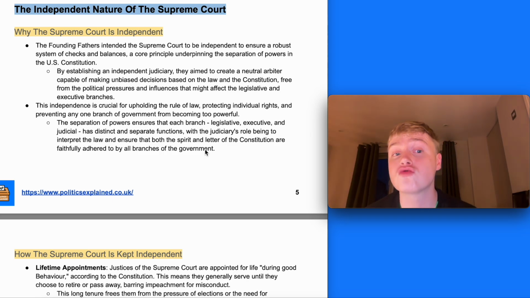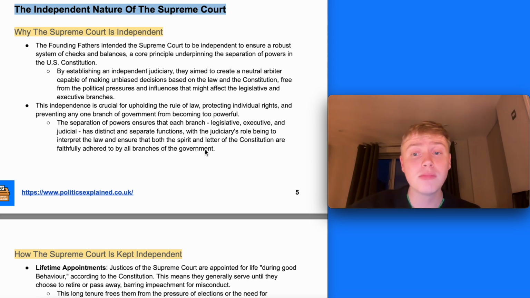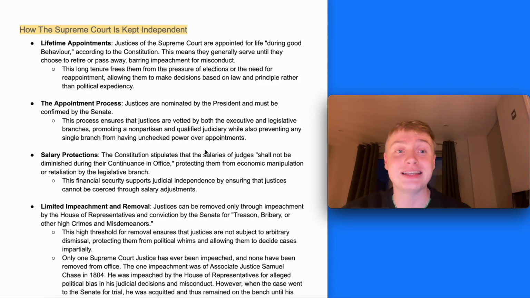And this independence is crucial for upholding the rule of law, protecting rights, and preventing one branch from becoming too powerful. So the separation of powers ensures that each branch, the legislative, executive, and judicial, has distinct and separate functions, with the judiciary's role being to interpret the law and ensure that both the spirit and letter of the Constitution are faithfully adhered to by all branches of government. There are a number of measures that ensure that the Supreme Court is kept independent.